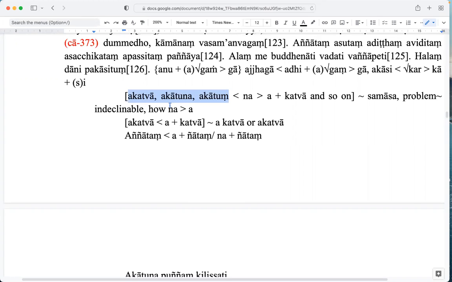Actually, a engadawa, a engaduna, a engado are just euphonic sandhi words, not samasa. In this way, you know, a different idea, so we can catch it here.